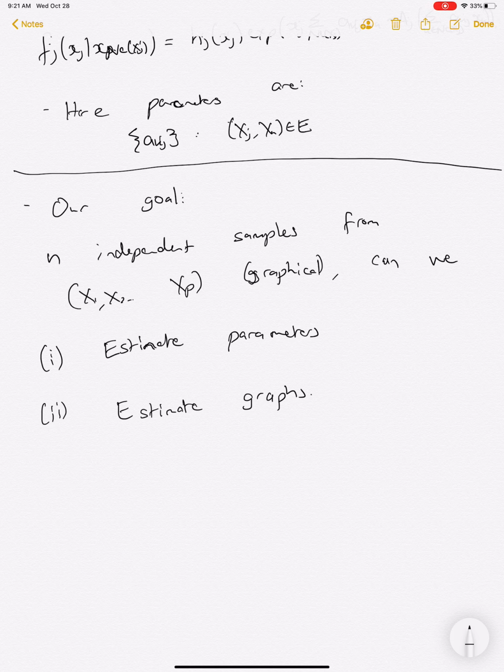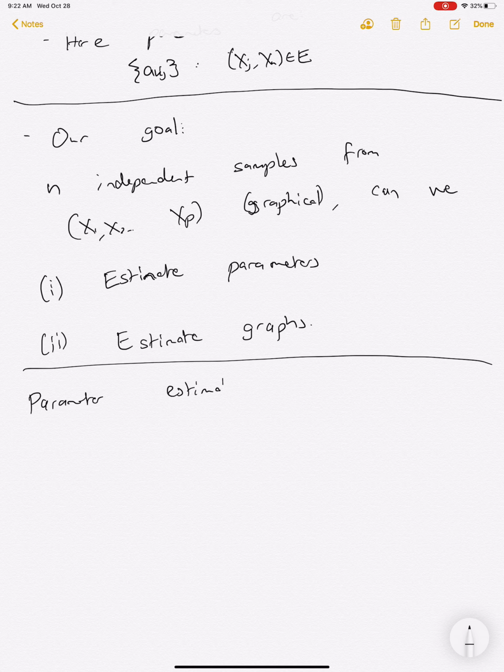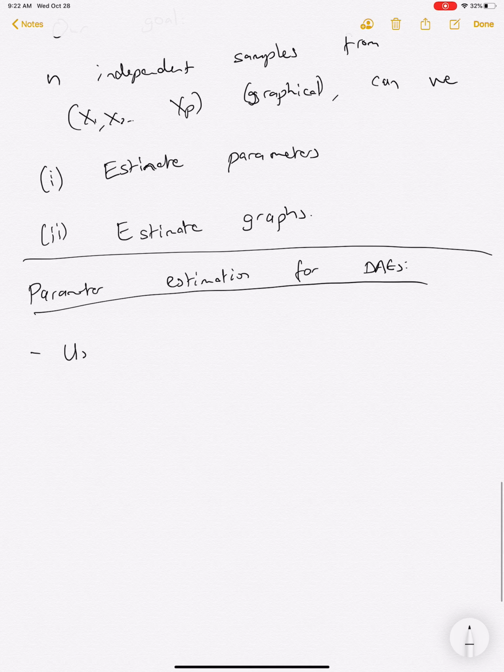Okay, and so this is where that connection to the GLMs is going to be really important, because we've already learned how to do parameter estimation for GLMs, and that's what we're going to essentially use to do parameter estimation for DAGs and also for undirected graphs. So let's start with parameter estimation for DAGs. And so this is where we use the GLM connection.